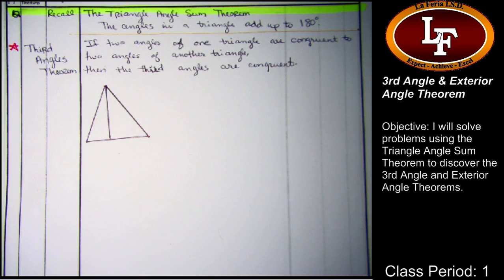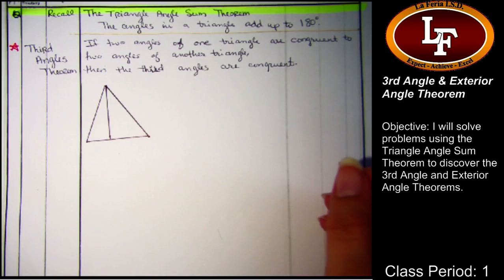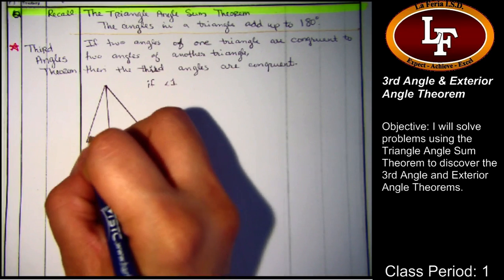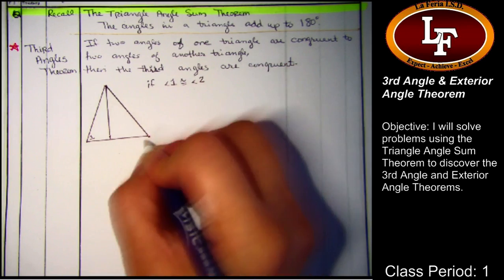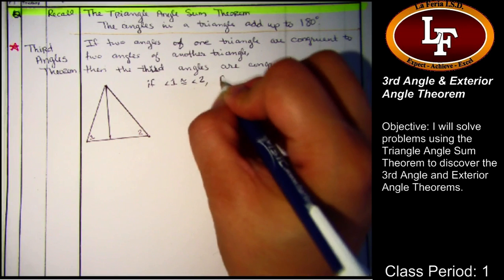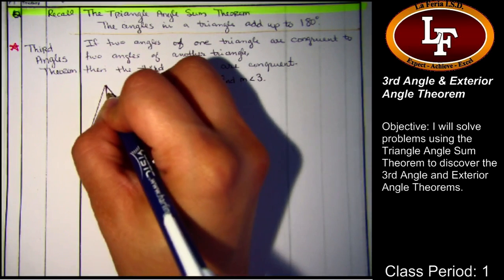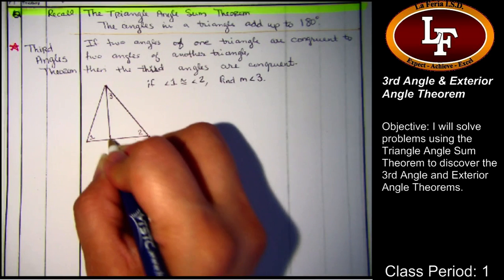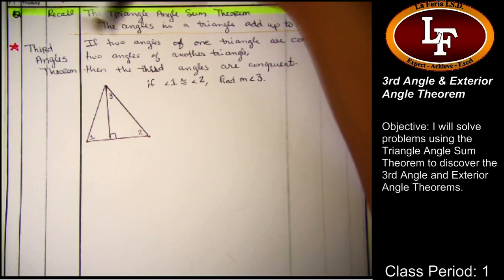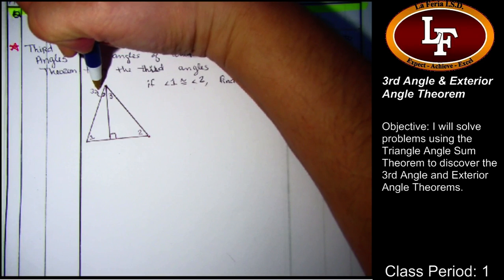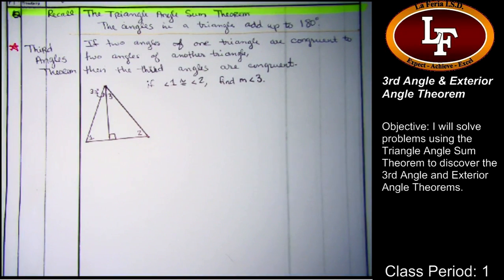So here's now it doesn't have to look exactly like mine. So here's the example. We're told if angle 1, so here's angle 1, is congruent to angle 2, here's angle 2, find the measure of angle 3. And angle 3 is right here. I'm told that this is a right angle, and I'm told that the measure of this angle right in here is 32 degrees. And that's the only information I'm given.